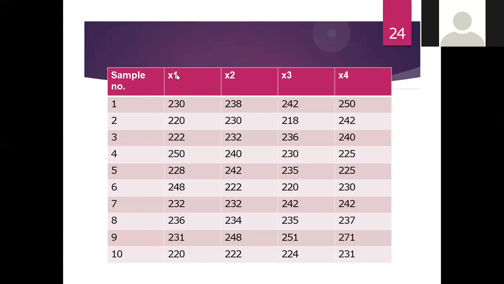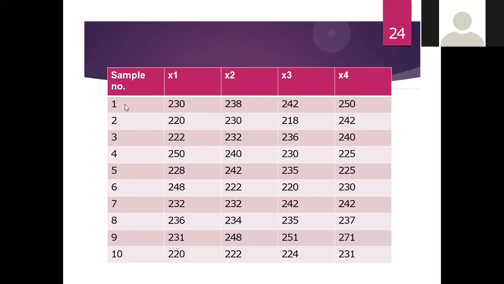So for sample, say sample 1, sample 2, sample 3, sample 4. You can tell these are the observations. So there are 10 samples, 4 observations. For this first hour, they are getting 4 samples. Second hour, another 4 samples. Third hour, another 4 samples. Likewise, for 10 hours, they are getting 40 samples.